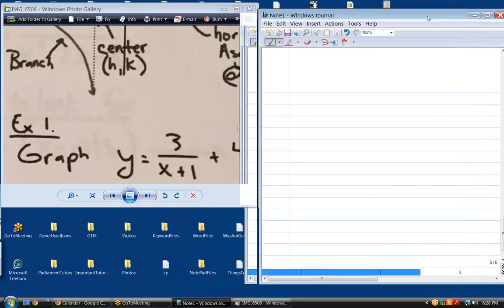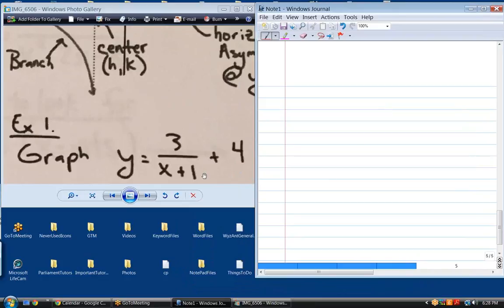We recognize that it's hyperbolic. Why? Because the x is in the denominator. The only consequence of this 1 is a horizontal shift. The only consequence of this 4 is a vertical shift. And the consequence of this 3 is a vertical stretch. So I must be looking at a hyperbolic function, and I know it's in first and third because I see no negative signs.